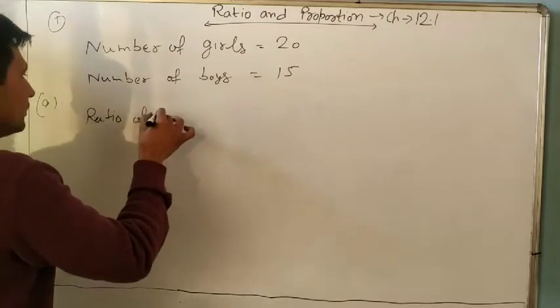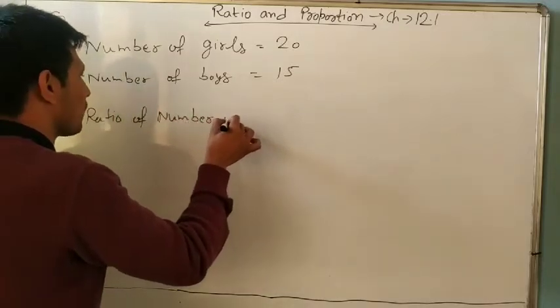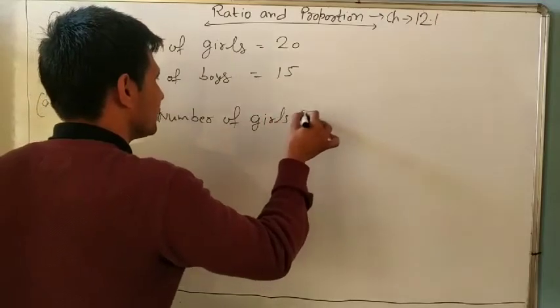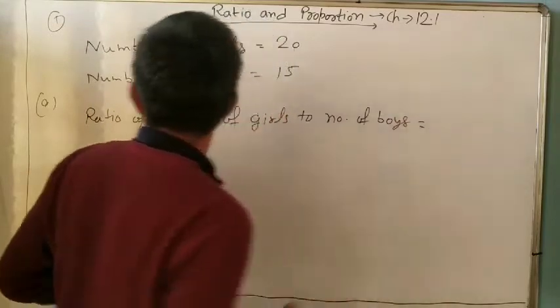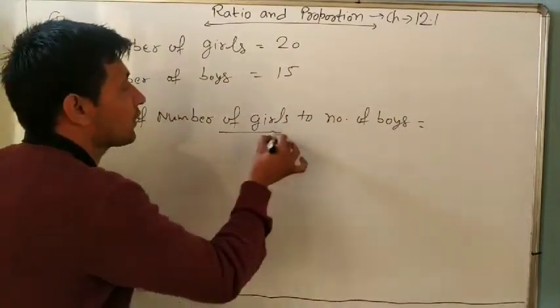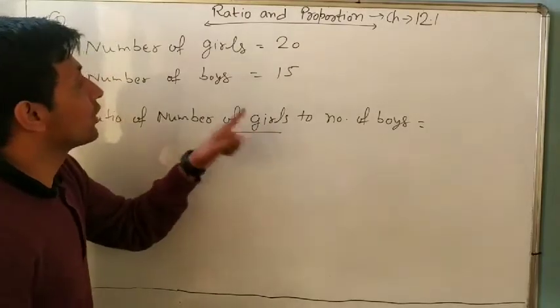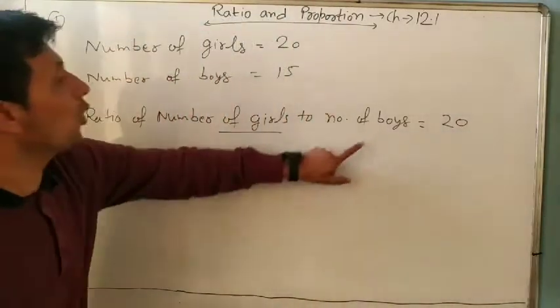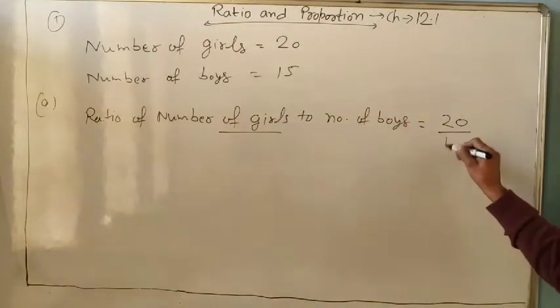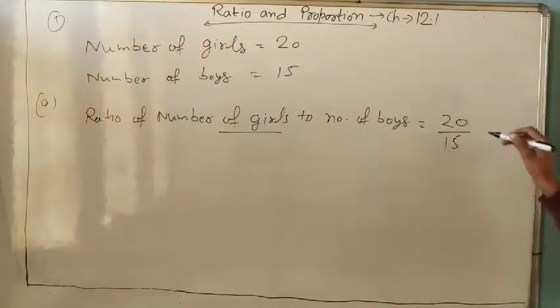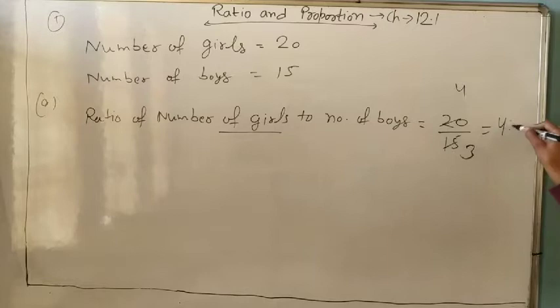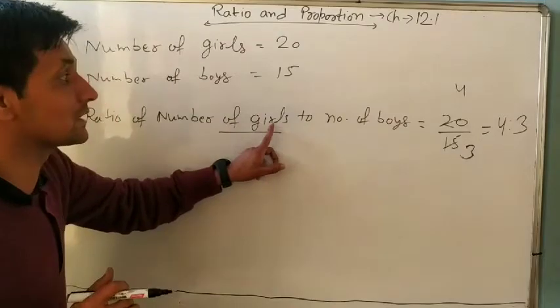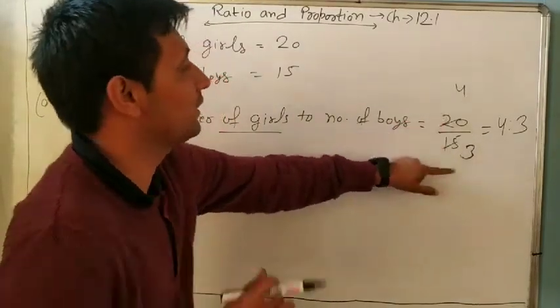Ratio of number of girls to number of boys. So tell me the ratio of whose ratio? Number of girls. So first we are finding ratio of girls. Girls is 20, to boys. Boys is 15. So 20 divided by 15 like a fraction. So 5 fours are 20, 5 threes are 15. So it is 4 upon 3. What is 4 ratio 3? So it is the ratio of number of girls to boys, because first is given girls. So we write first in numerator girls, then boys.